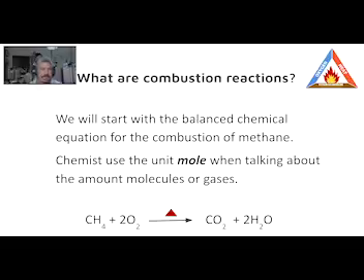Now, a mole of methane is made of, interestingly enough, 1 mole of carbon atoms and 4 moles of hydrogen atoms. 2 moles of oxygen gas is made of 2 moles of oxygen atoms. 1 mole of carbon dioxide is made of 1 mole of carbon atoms and 2 moles of oxygen atoms. Are you getting the idea? I hope you are.